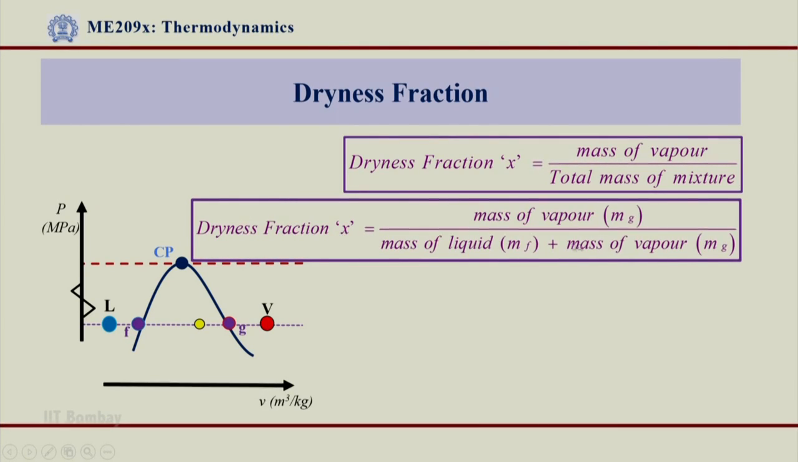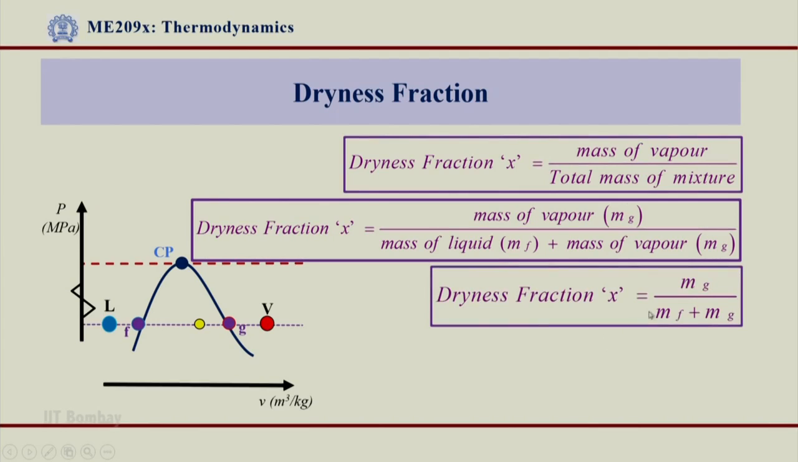So, dryness fraction is mass of vapor, which is mg. The vapor will have the same characteristic as point G over here, while the mass of liquid is going to have the same characteristic as F over here. So, mass of vapor mg divided by total mass. The total mass is comprised of mass of liquid and mass of vapor, and therefore I can define X as equal to mg upon mf plus mg. Mg is the mass of vapor, mf plus mg is the total mass of the mixture.